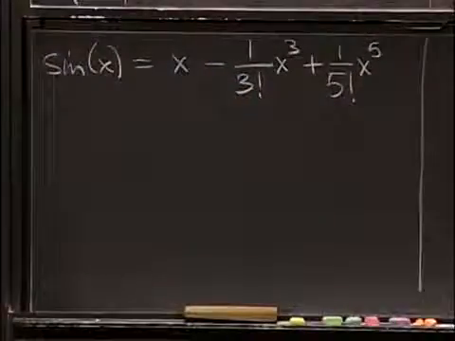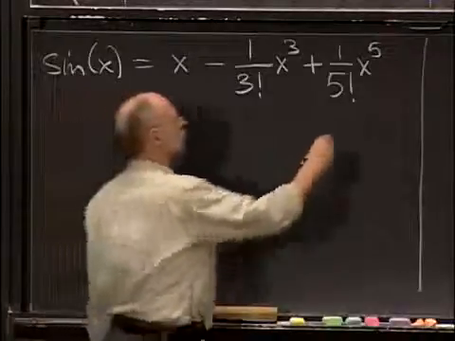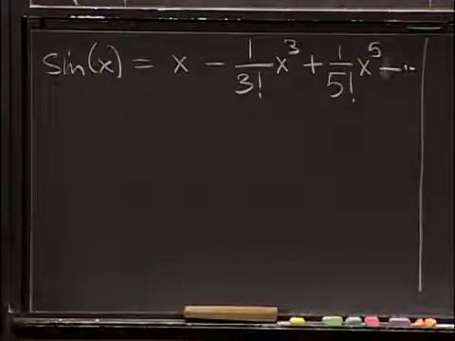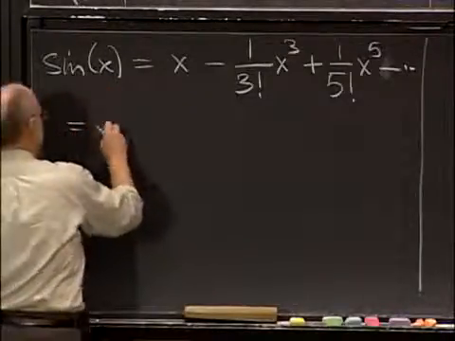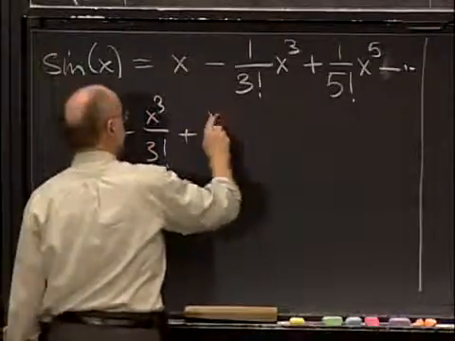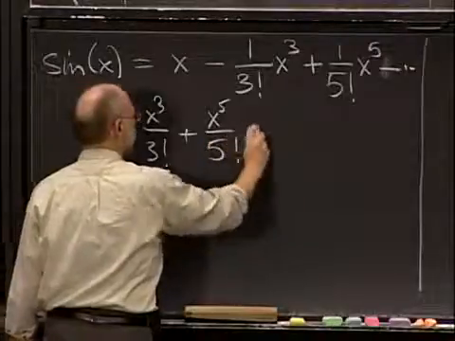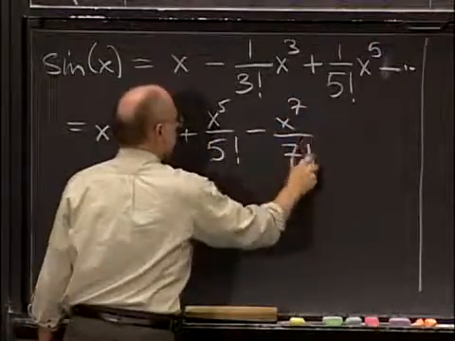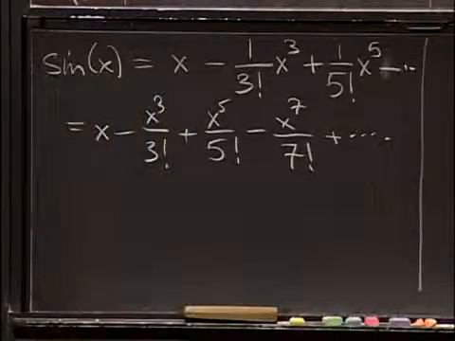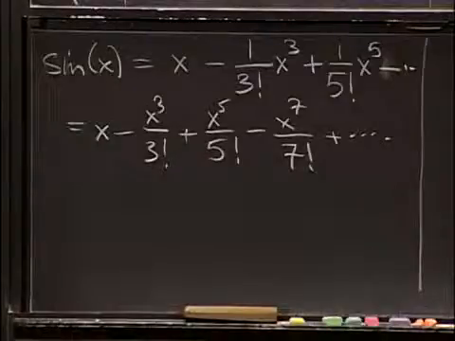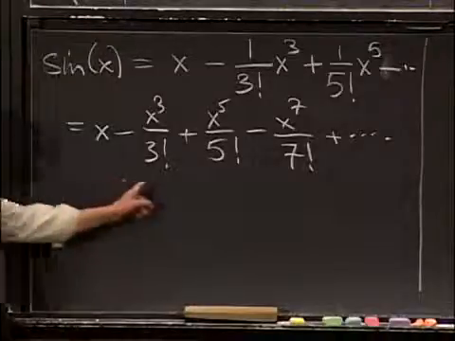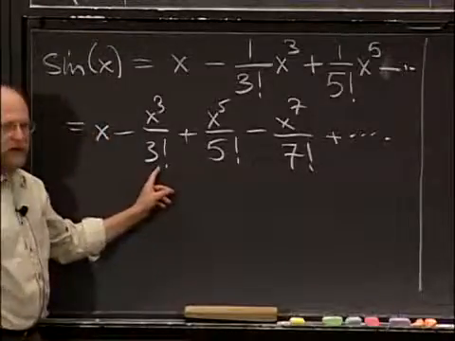And now you tell me, have we done enough terms to see what the pattern is? I guess the next term will be a minus 1 over 7 factorial, x to the 7th, and so on. Let me write this out again, just so we have x cubed over 3 factorial. So it's x minus x cubed over 3 factorial plus x to the 5th over 5 factorial. You guessed it, and so on. That's the power series expansion for the sine of x. Okay? And so the signs alternate, and these denominators get very big, don't they?